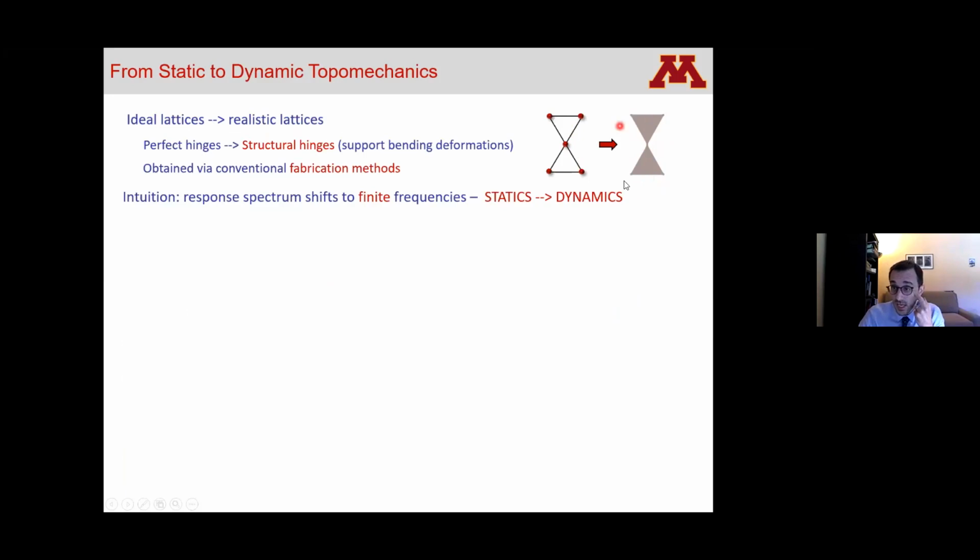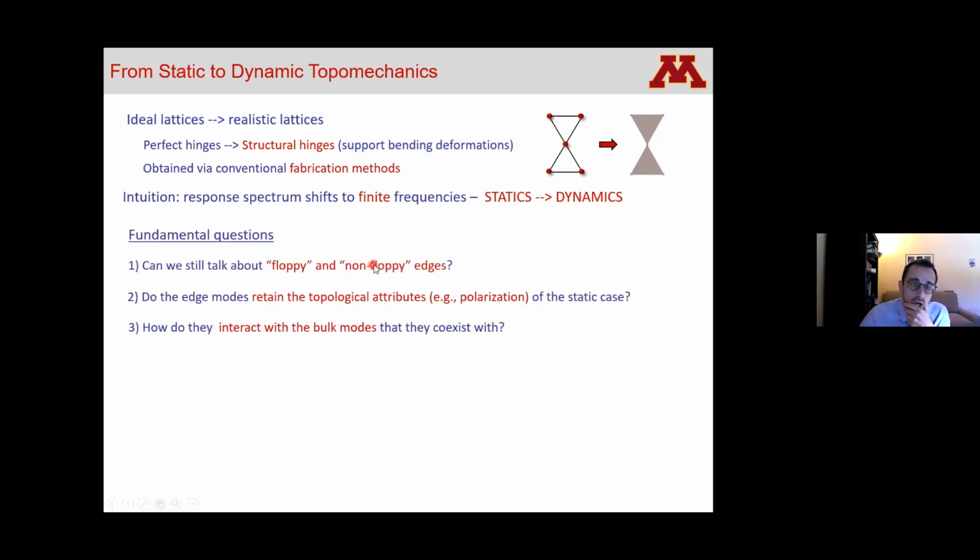By the way, this is exactly what happens if I try to manufacture this kind of lattices, for example, using 3D printing, or using some kind of cutting technique. Well, the intuition suggests that I am stiffening the system so that the whole spectrum of the response should migrate to higher frequencies. So I should actually go from a static behavior to a dynamic behavior. But that brings about some fundamental questions.